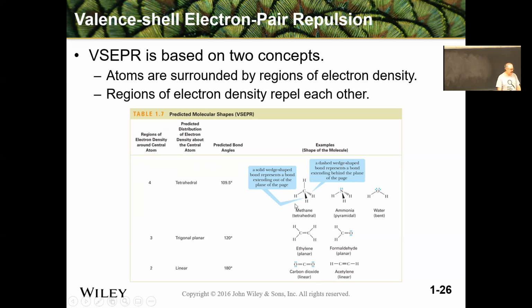In this drawing, the solid lines represent bonds in the plane of the screen. This wedge would be a hydrogen in front of the screen, and this dash is a hydrogen behind the screen. If methane were planar, if it were flat, the bond angles would only be 90 degrees.